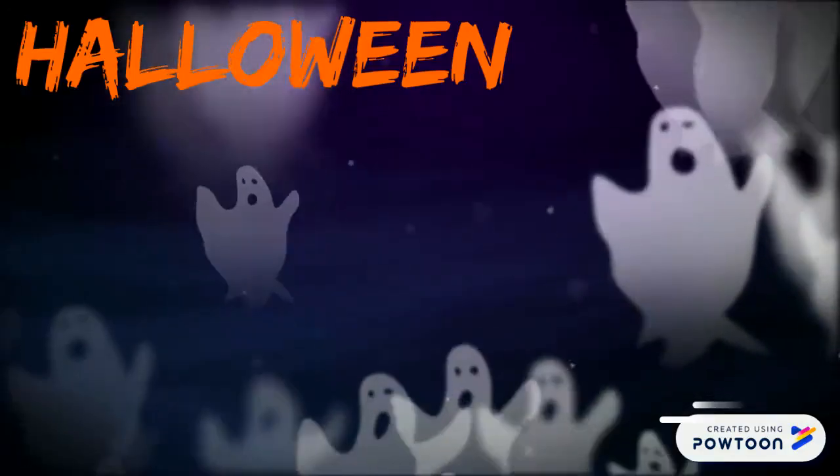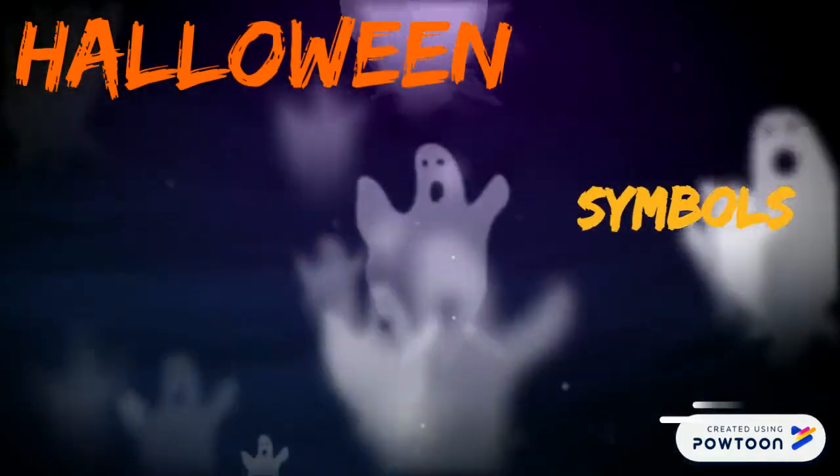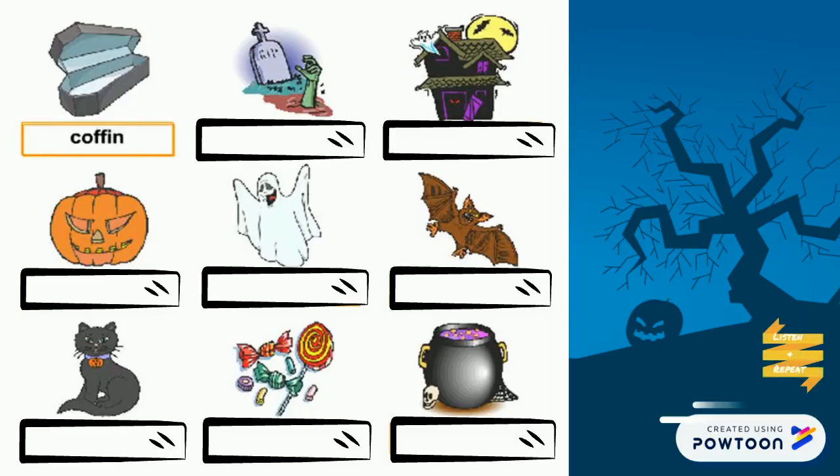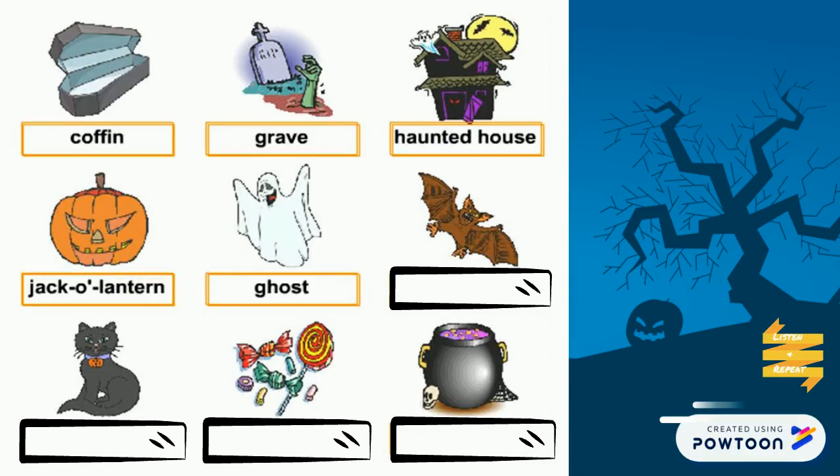Symbols. Concentrons-nous tout d'abord sur les symboles d'Halloween. Coffin. Grave. Haunted house. Jack-o'-lantern. Ghost. Bat. Black cat.